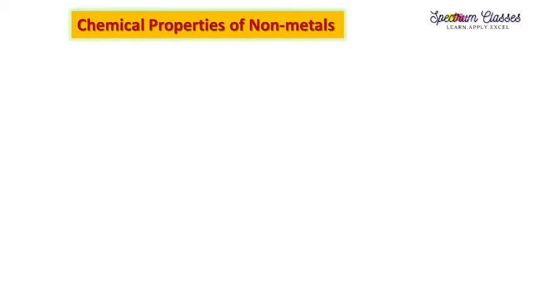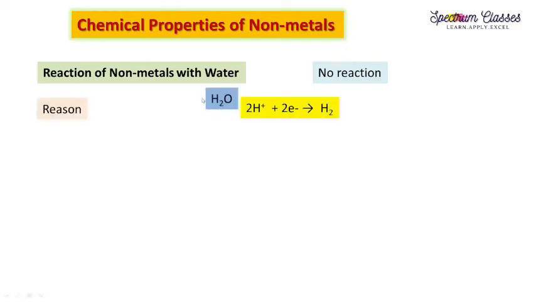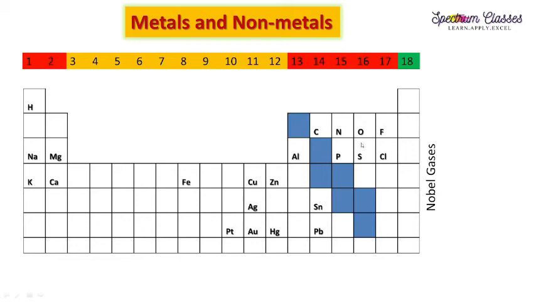The next topic is the chemical properties of non-metals with water as well as with dilute acids. With water, first we are going to discuss that. It gives no reaction. The reason behind this is that on reaction with water, the non-metal has to provide electrons to the H plus ions given by H2O to evolve hydrogen gas. But non-metals are not good donors of electrons because non-metals are on the right hand side of the periodic table.